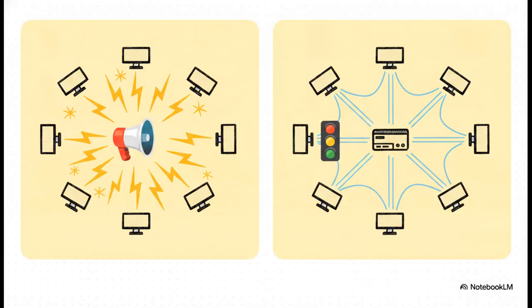We moved away from legacy hubs, which were essentially just giant electronic megaphones, to highly intelligent switches. A switch acts like a hyper-efficient neighborhood traffic director. It actually reads the unique hardware MAC address of every single connected computer, and then it uses specialized microchips to create private, dedicated communication lanes. So no more shouting, and, crucially, no more collisions.